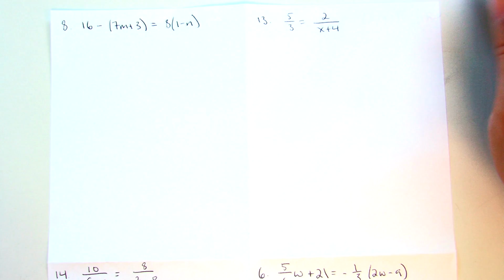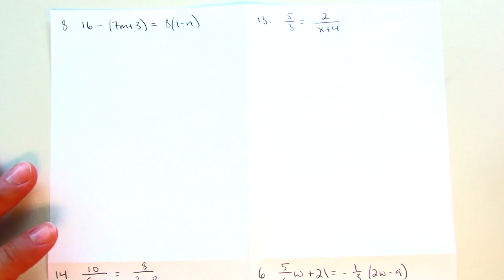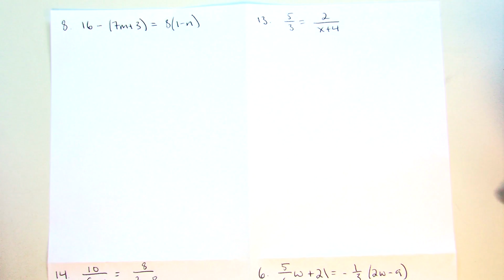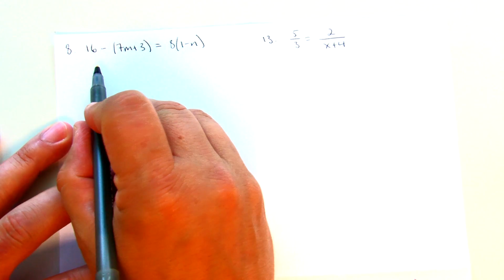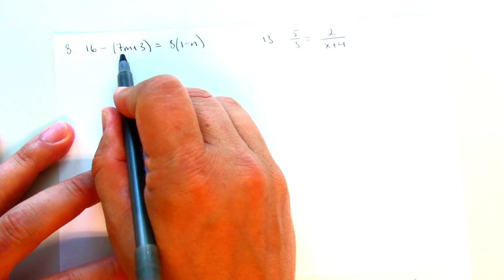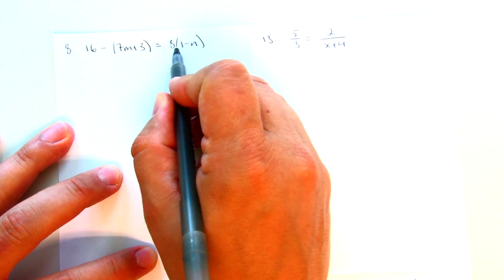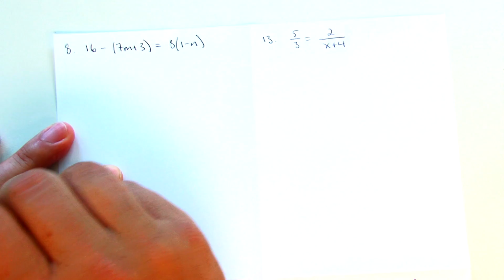Alright, in this video I'm going to go over some of the basics of solving linear equations by just going through a couple of examples. So we'll start with this one here. We've got 16 minus quantity 7m plus 3 equals 8 times quantity 1 minus n.